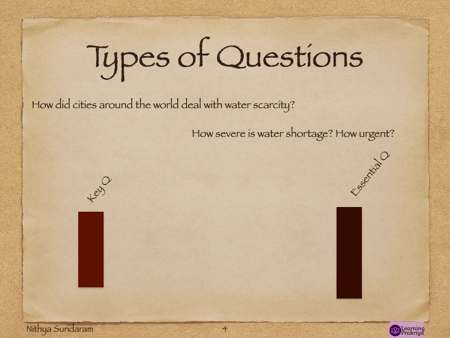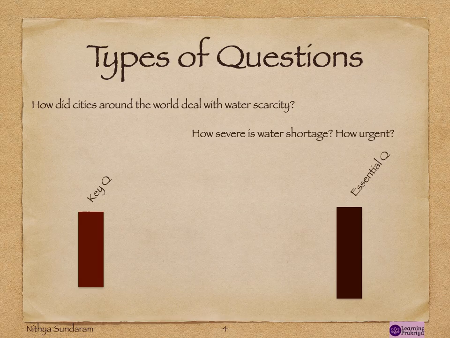Now what are these questions? Key questions and essential questions. The key question is fundamentally used to identify what are the necessary concepts that need to be included in the syllabus or in the teaching. It is very handy for the teachers. How did cities around the world deal with water scarcity? Is it something that I need to introduce to my children? So this key question has helped me identify those.